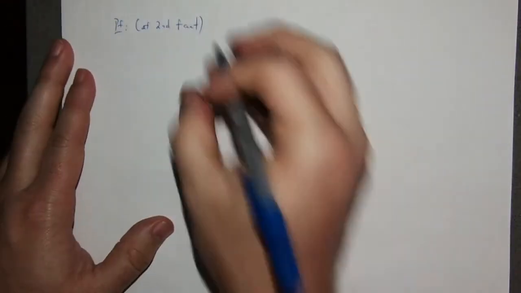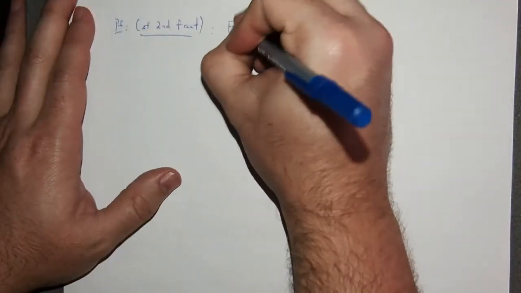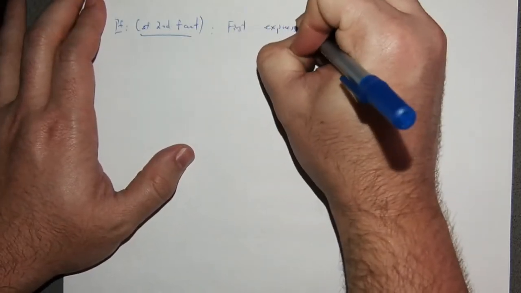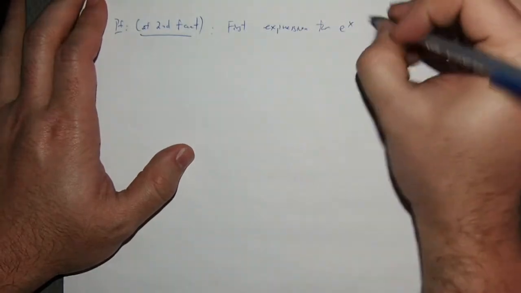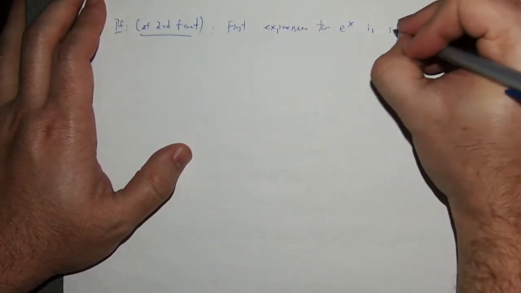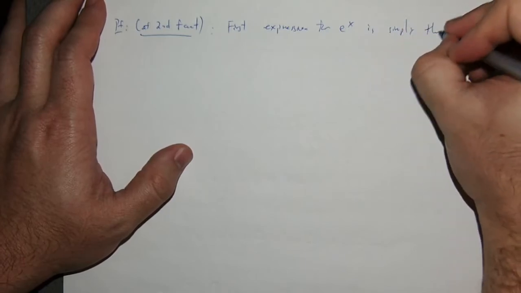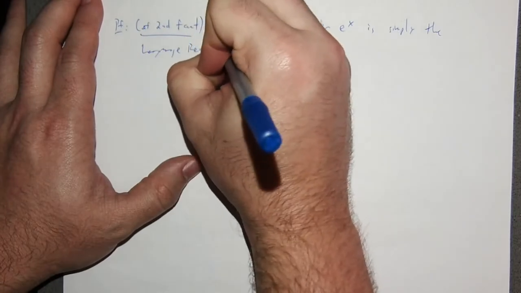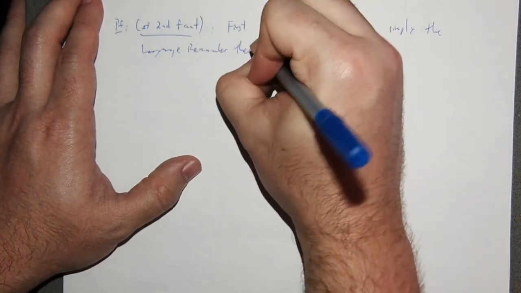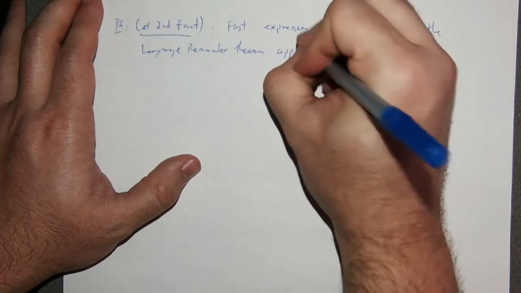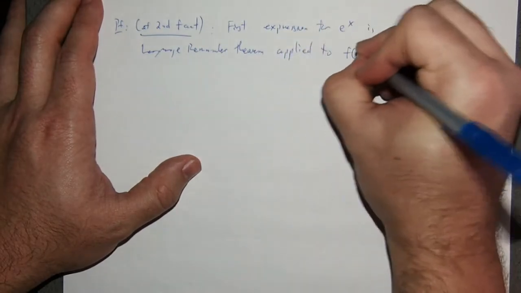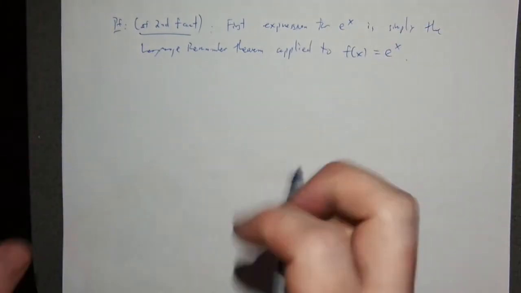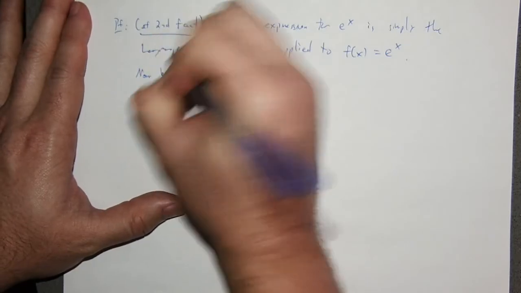Okay, so proof of the second fact. First, the expression for e to the x is simply the Lagrange remainder theorem. So it's the Lagrange remainder theorem applied to the function f of x, which is e to the x. Okay, so that's simple.